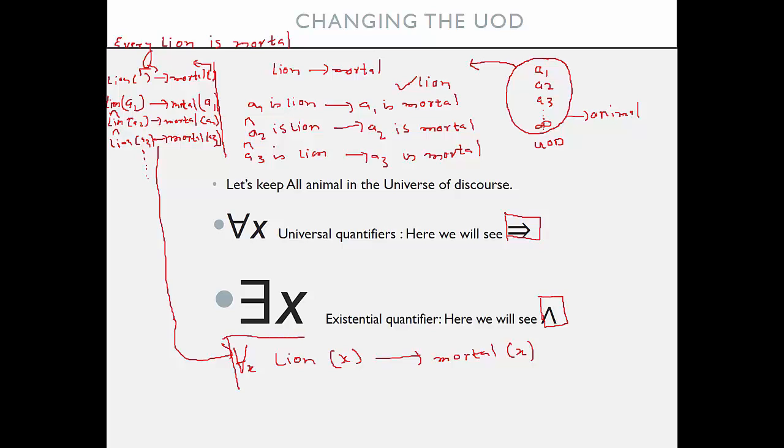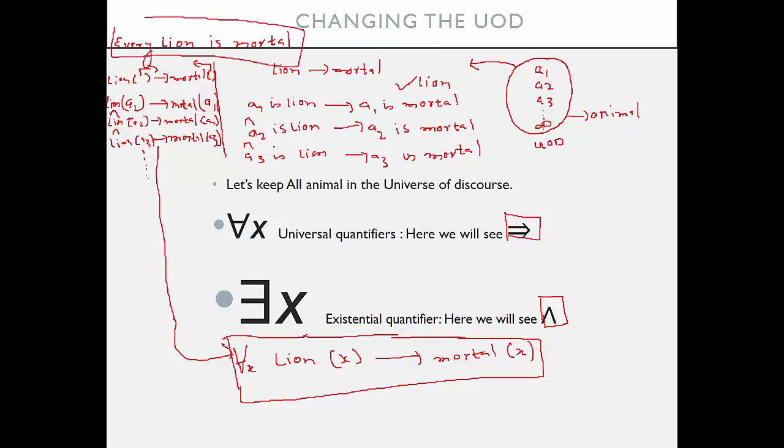And this implication statement only happened when we changed the universe of discourse, where it had to satisfy this condition, where I took an animal out of this universe of discourse, and this animal happened to be a lion. And if it's a lion according to this statement, then it's for sure going to be mortal.